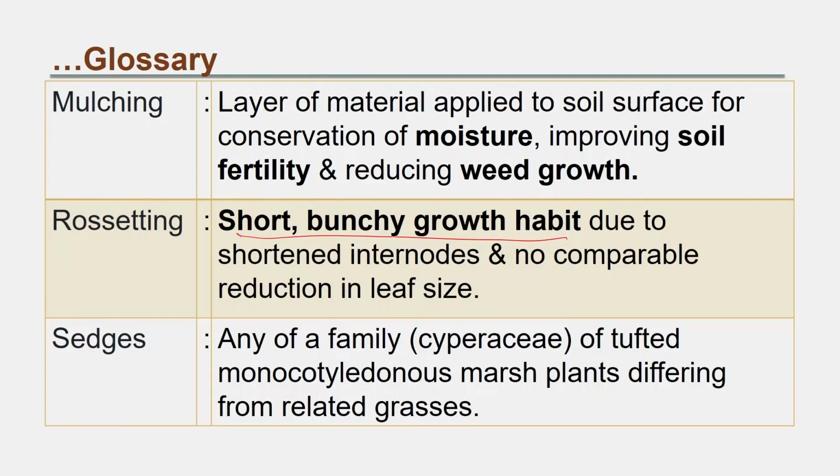Sedges, any of a family Cyperaceae of tufted monocotyledonous marshy plants differing from related grasses. These are called as sedges. For example, Cyperus species, Cyperus rotundus, Cyperus iria, Cyperus difformis, these kind of weeds belong to family Cyperaceae.